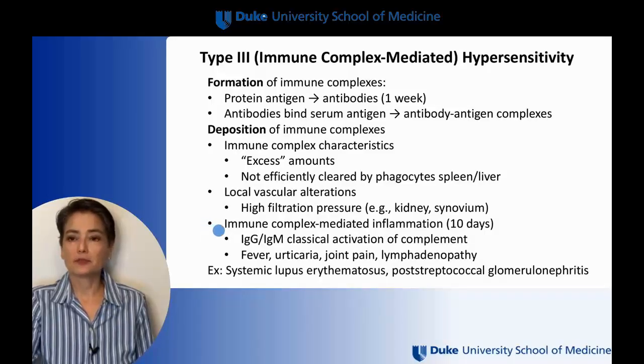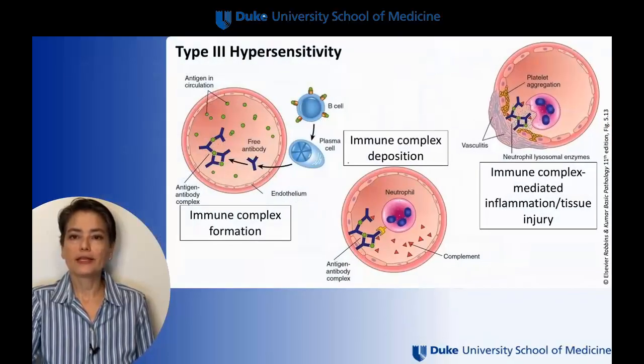So this takes place about 10 days later. And this occurs through activation of complement by the classical pathway because of the IgG and IgM binding. And the patient will present with fever, urticaria, joint pain, and lymphadenopathy. And some examples of immune complex mediated hypersensitivity are systemic lupus erythematosus and post-streptococcal glomerulonephritis. And let's look at a figure that goes over this.